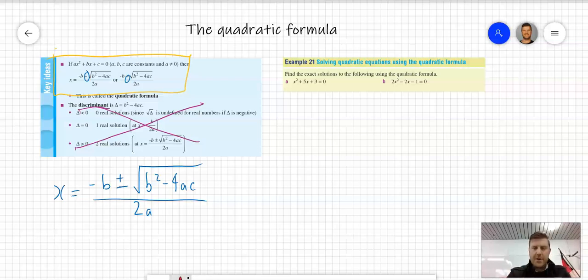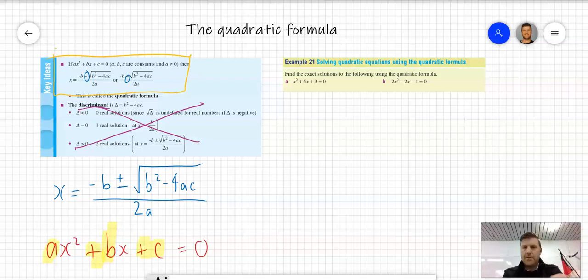Now, we take the values from the standard form of the quadratic equation. So when the quadratic equation is in the standard form, ax squared plus bx plus c, we need that to be equal to 0 to be able to solve. We take these values of a, b, and c, and we substitute those into the quadratic formula there that I've got in blue.